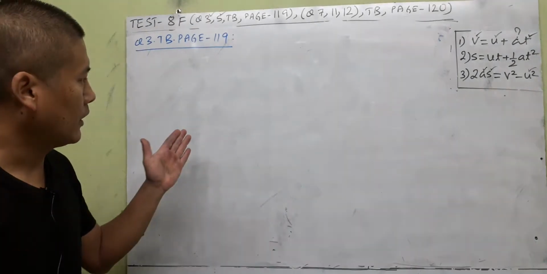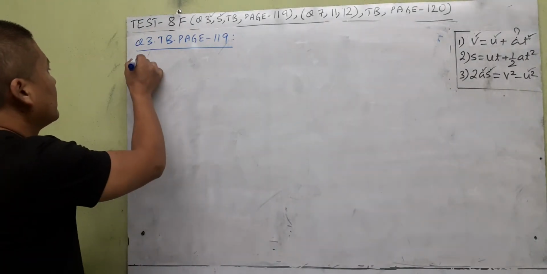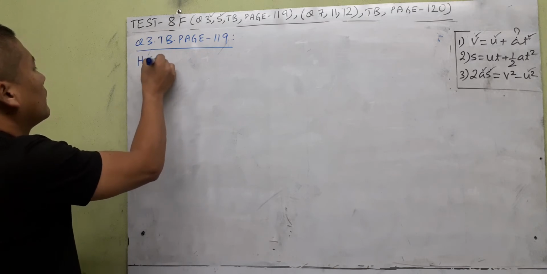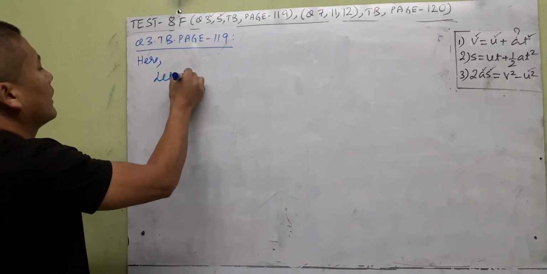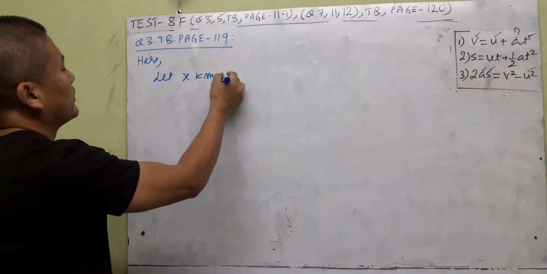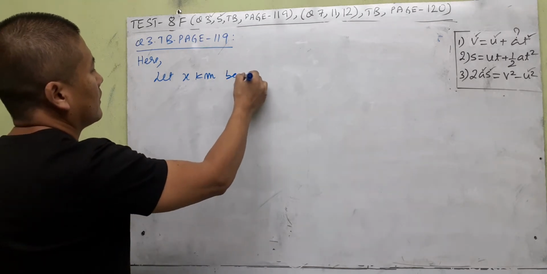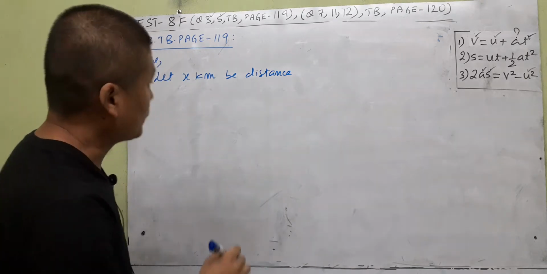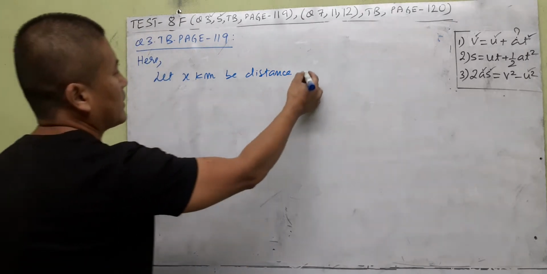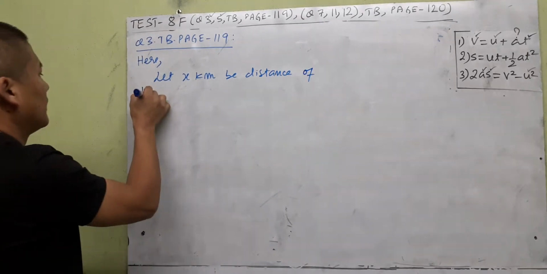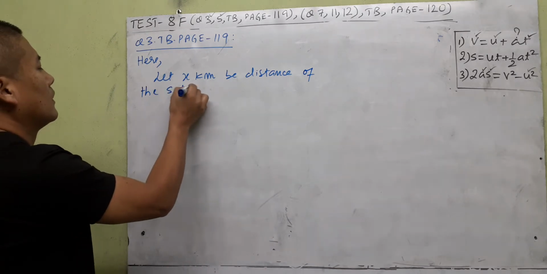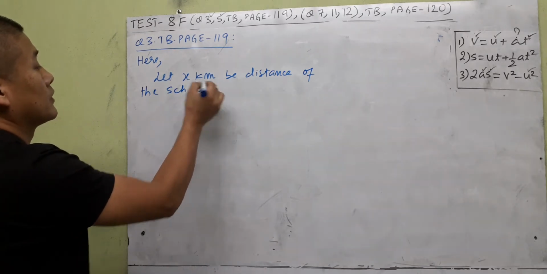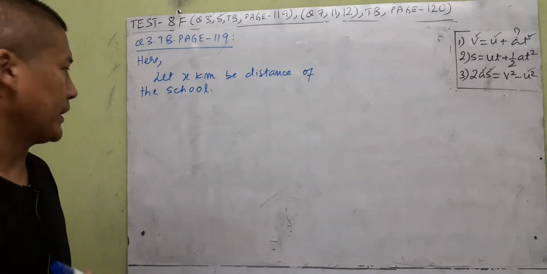So here we have, let x kilometer be the distance to school, the distance of the school, obviously the distance of the school from home, right?